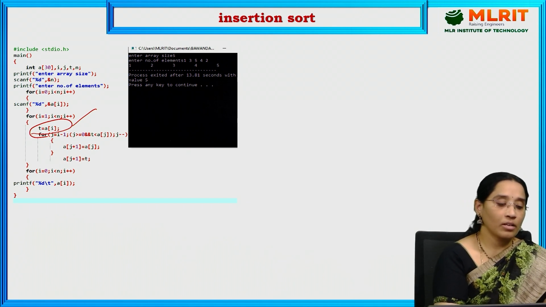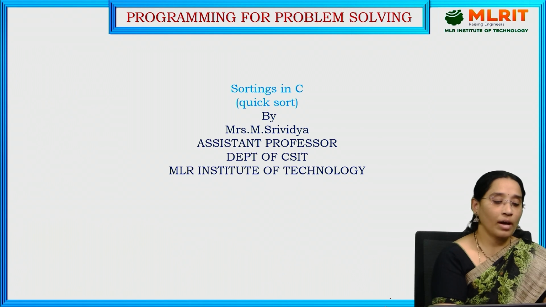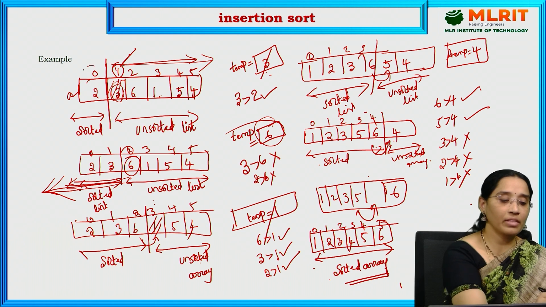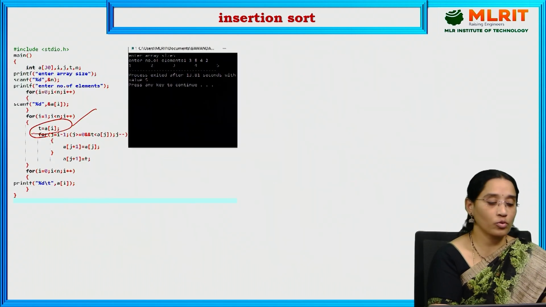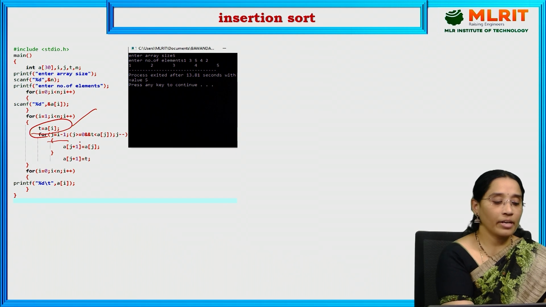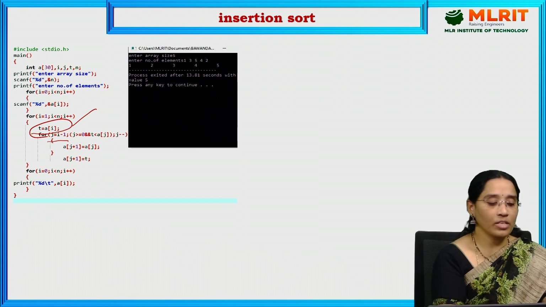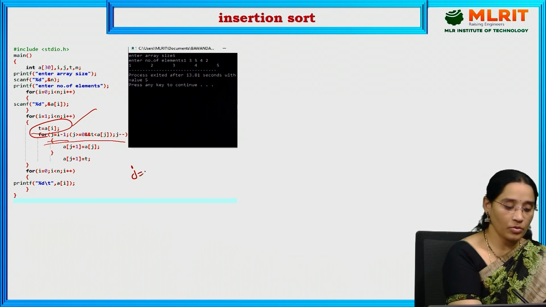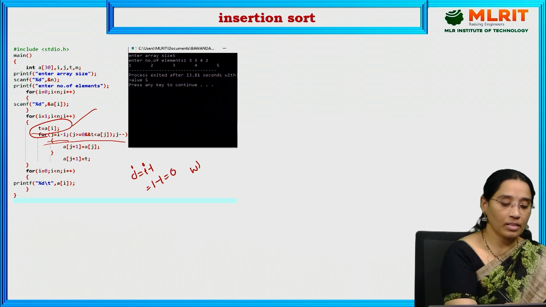And next, what have we done? The element in temp is compared with the element at index 0. So it is for j equals i minus 1, j greater than or equals to 0 and t less than A of j, j minus minus. This is the for loop. Here j equals i minus 1. What is the i value? 1. 1 minus 1 is 0.